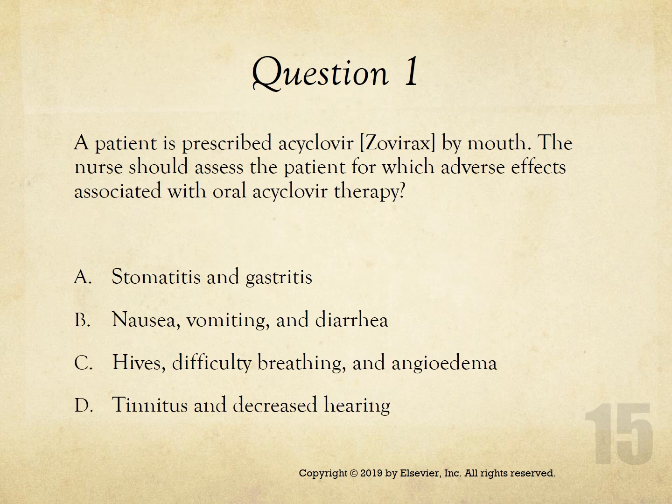So now on to the review questions. Question 1: A patient is prescribed acyclovir by mouth. What would you look for as an adverse effect associated with oral acyclovir therapy? And the answer would be B, nausea, vomiting, diarrhea.